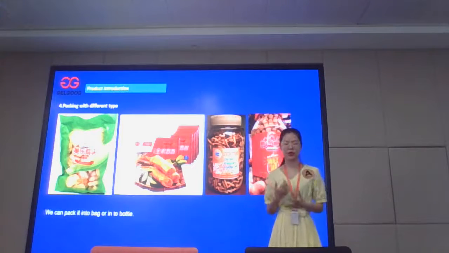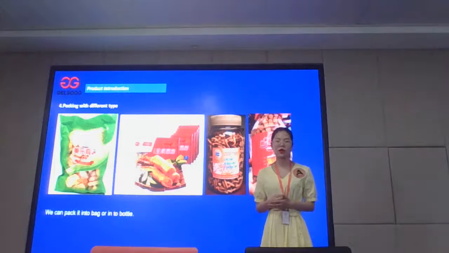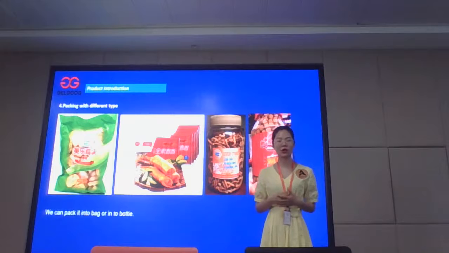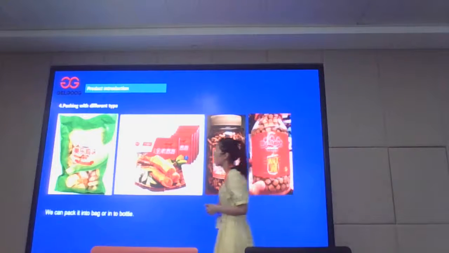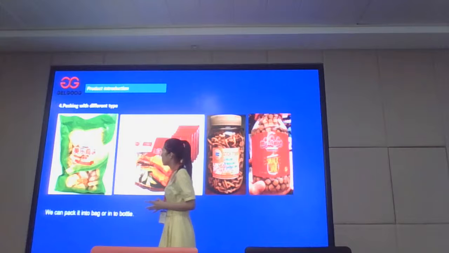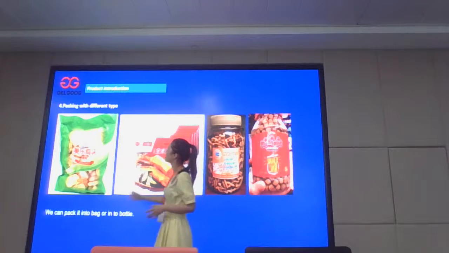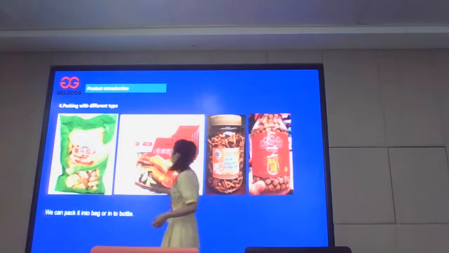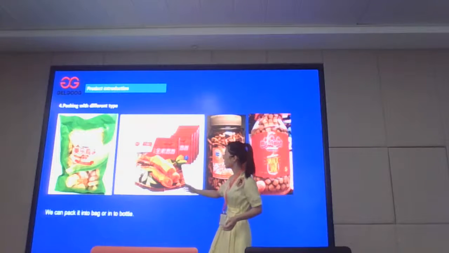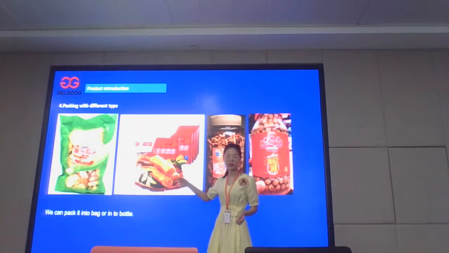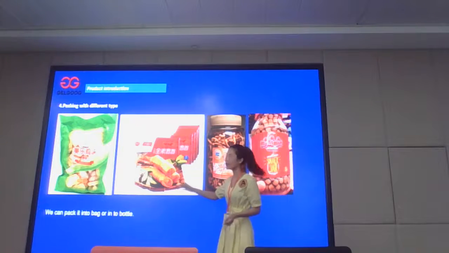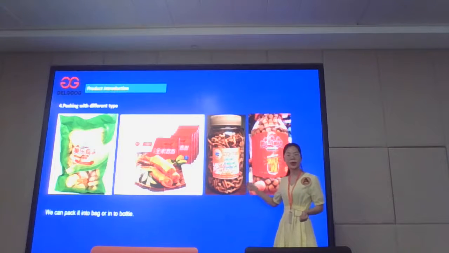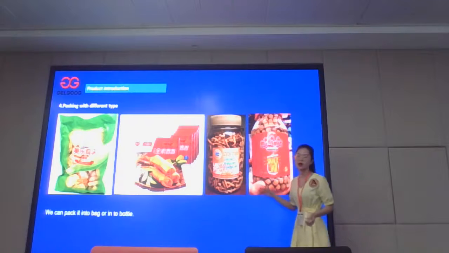Some customers, after frying, will pack it to sell to supermarkets or restaurants directly. So we also have different packing machines to pack it into different types. Like this, this is for packing the chicken nuggets, and this is for packing the spring roll. Just need to use the pillow packing machine. And the chin chin you can also pack into bags or like this, the bottle.